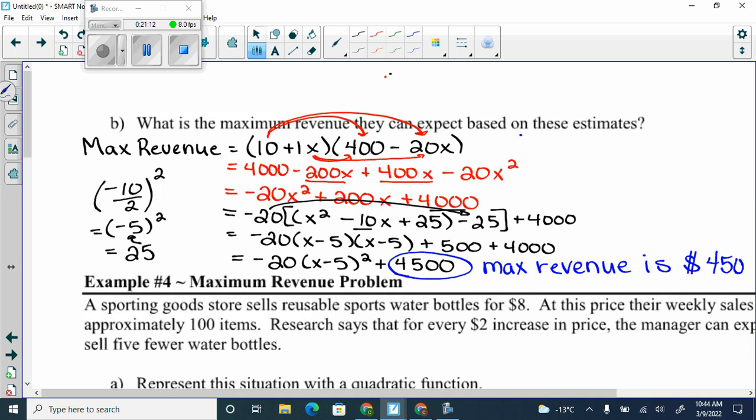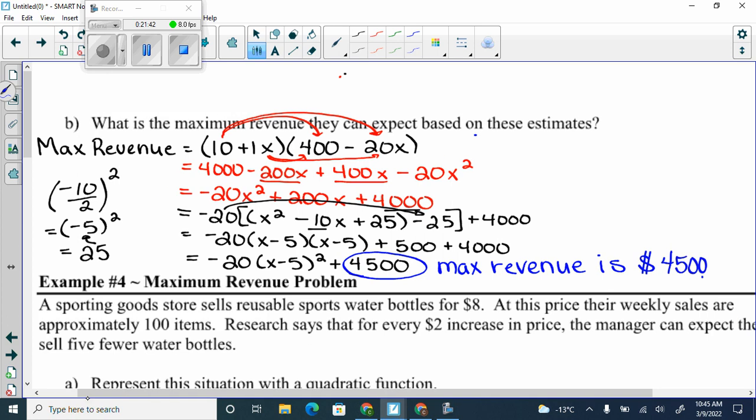The maximum revenue is 4,500. They realized that last year they sold enough to make 4,000. This year, by increasing the ticket price by $1, they're going to sell less. Wow, that was totally the opposite of what I just said. And by selling less, you think they're going to make less, correct? But they actually sold less, but because they increased the price, they make a larger profit. So maximum revenue is the easy one to find.